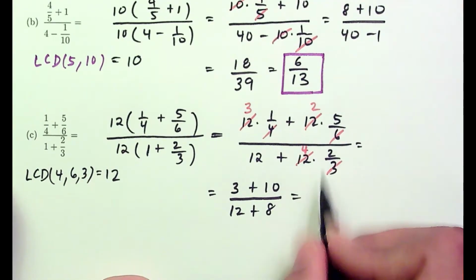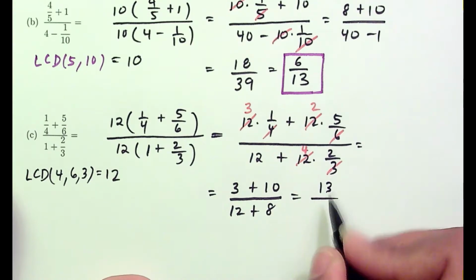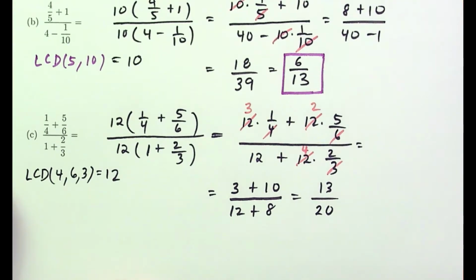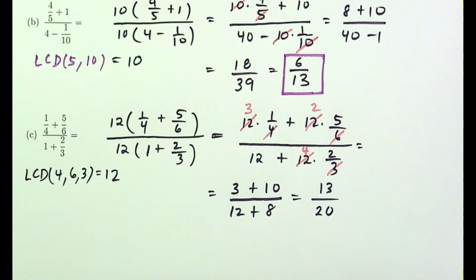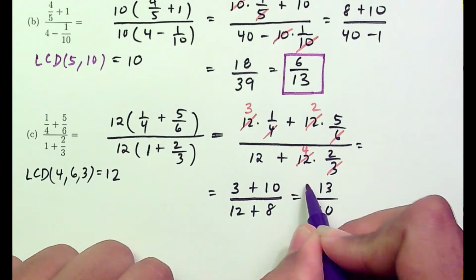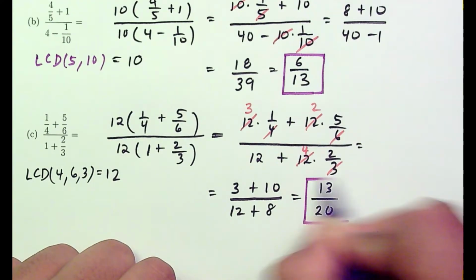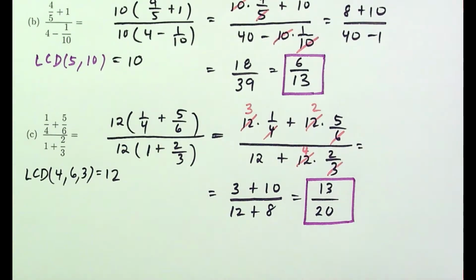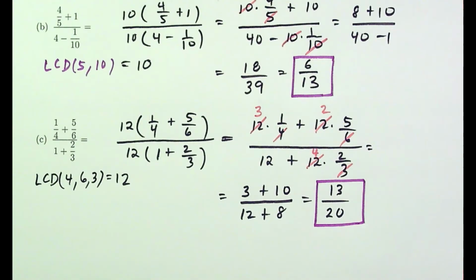And then this is what? This is 13 over 20. And that's the answer because we cannot simplify that anymore. 13 and 20 have nothing in common. Okay, so that's the idea of how you simplify complex fractions. Now, when you have variables involved, it's actually still the same process, exactly the same idea. So now we're going to do some with fractions with variables.